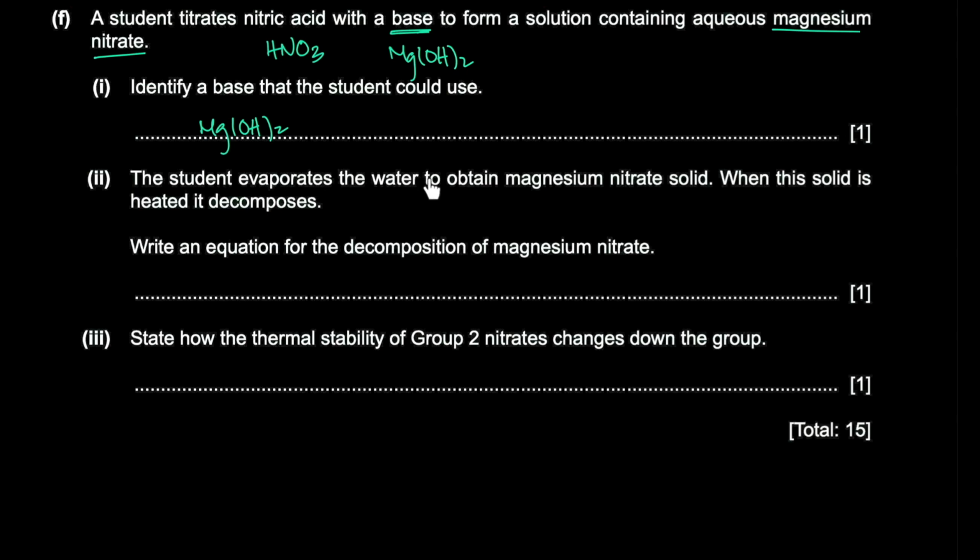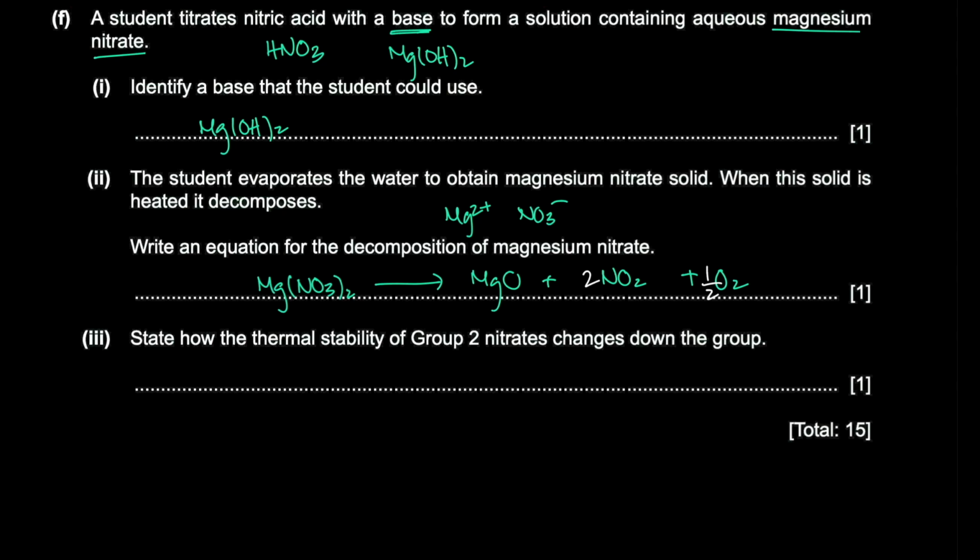The student evaporates the water to obtain magnesium nitrate solid. When this solid is heated, it decomposes. Write an equation for the decomposition of magnesium nitrate. So magnesium nitrate is Mg(NO3)2. Mg is 2+, NO3 is 1-, so it's Mg(NO3)2. When this decomposes, you get magnesium oxide, nitrogen dioxide, and oxygen gas. To balance this equation, you're going to have 2NO2 and half O2. You just have to remember this equation.